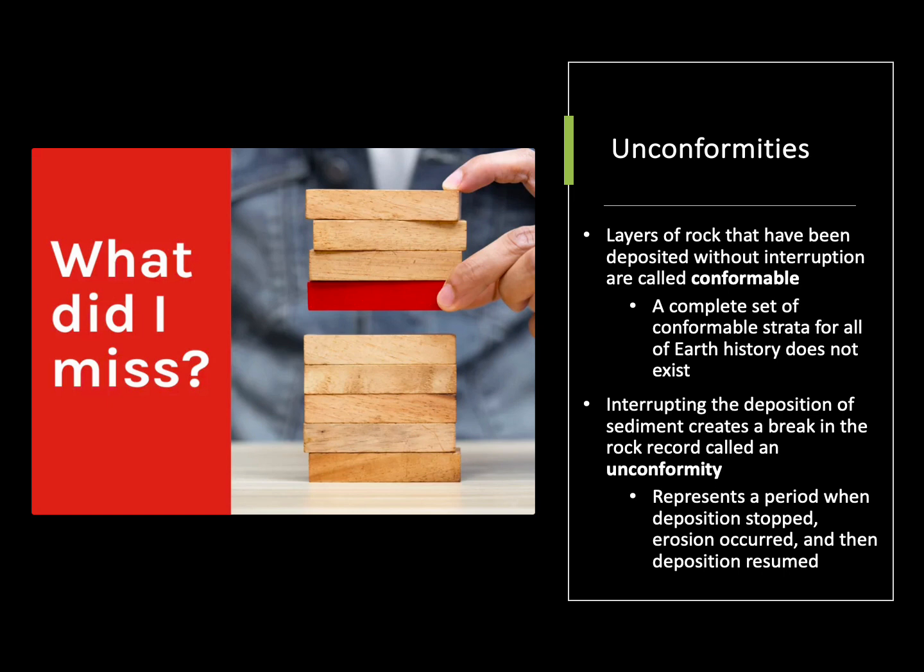Sometimes those missing rock layers are going to be pretty obvious. Other times it's going to be pretty difficult to figure out that we're missing some layer of rock. But there are going to be three different types of unconformities that we will cover. And the first is called an angular unconformity.